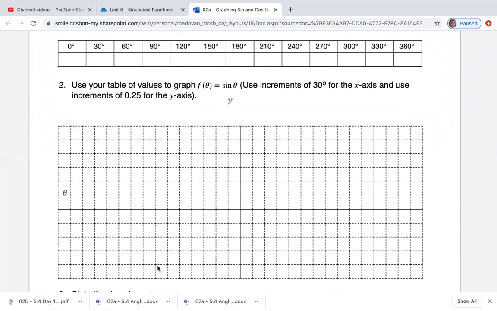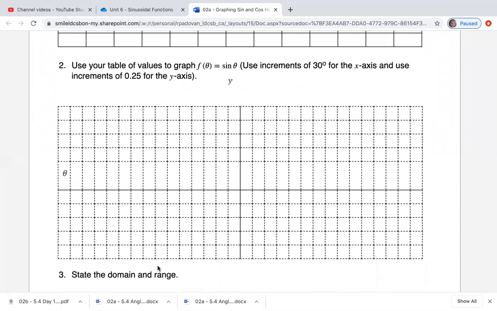So this would be what the sine of theta looks like. So use your table of values to graph sine of theta. Use increments of 30 degrees for the x-axis.